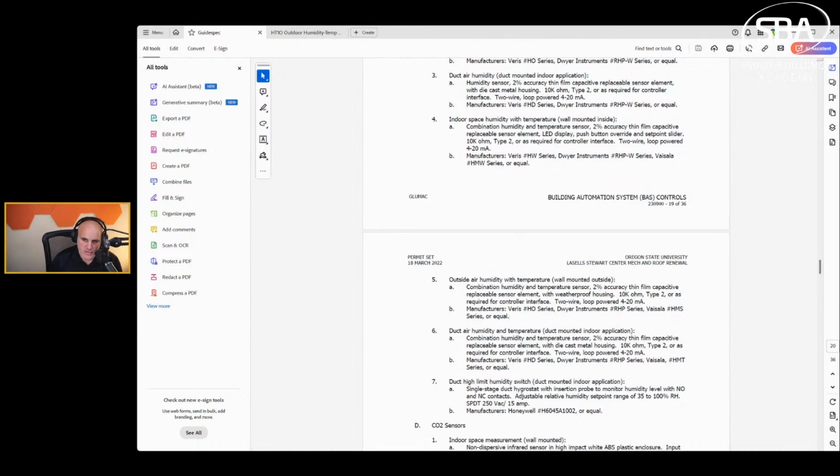Some engineers of record, for "or equal," will mean they still want you to submit and add an alternate. So just your mileage will vary. Know your engineers, know what they expect.